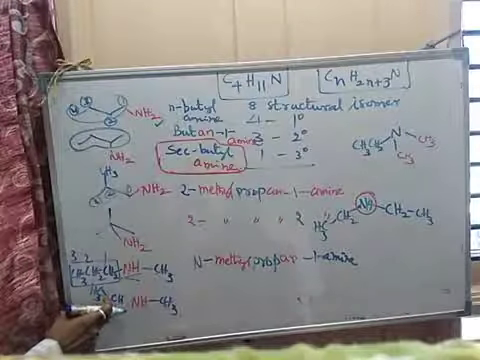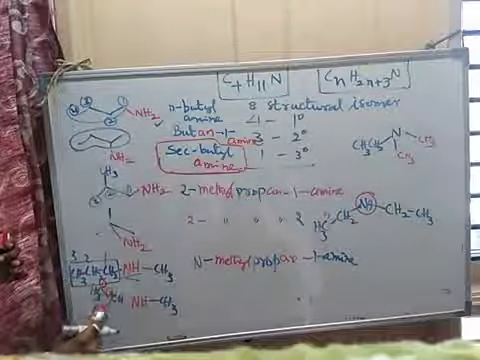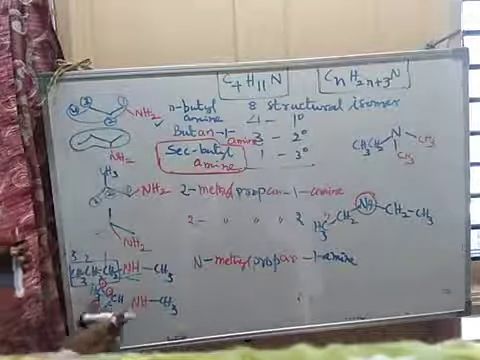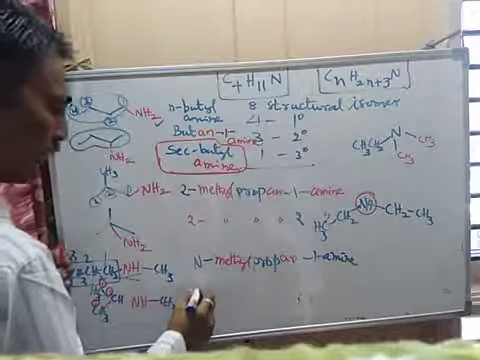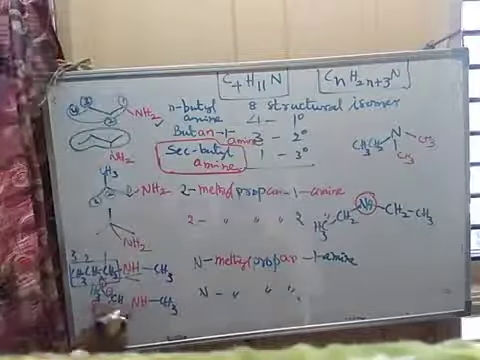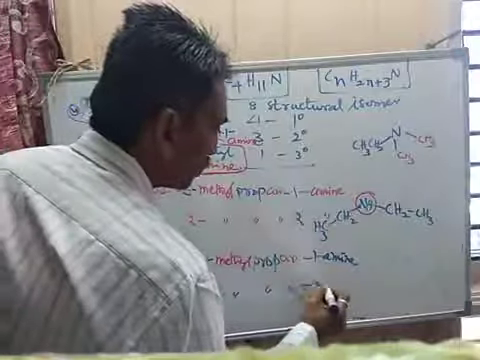Numbering is not from the middle carbon. It starts from one end and moves to the other end. Then same story, N-methyl propane. Yes, the NH2 group is attached to which carbon? The second carbon. This is 2-amine.